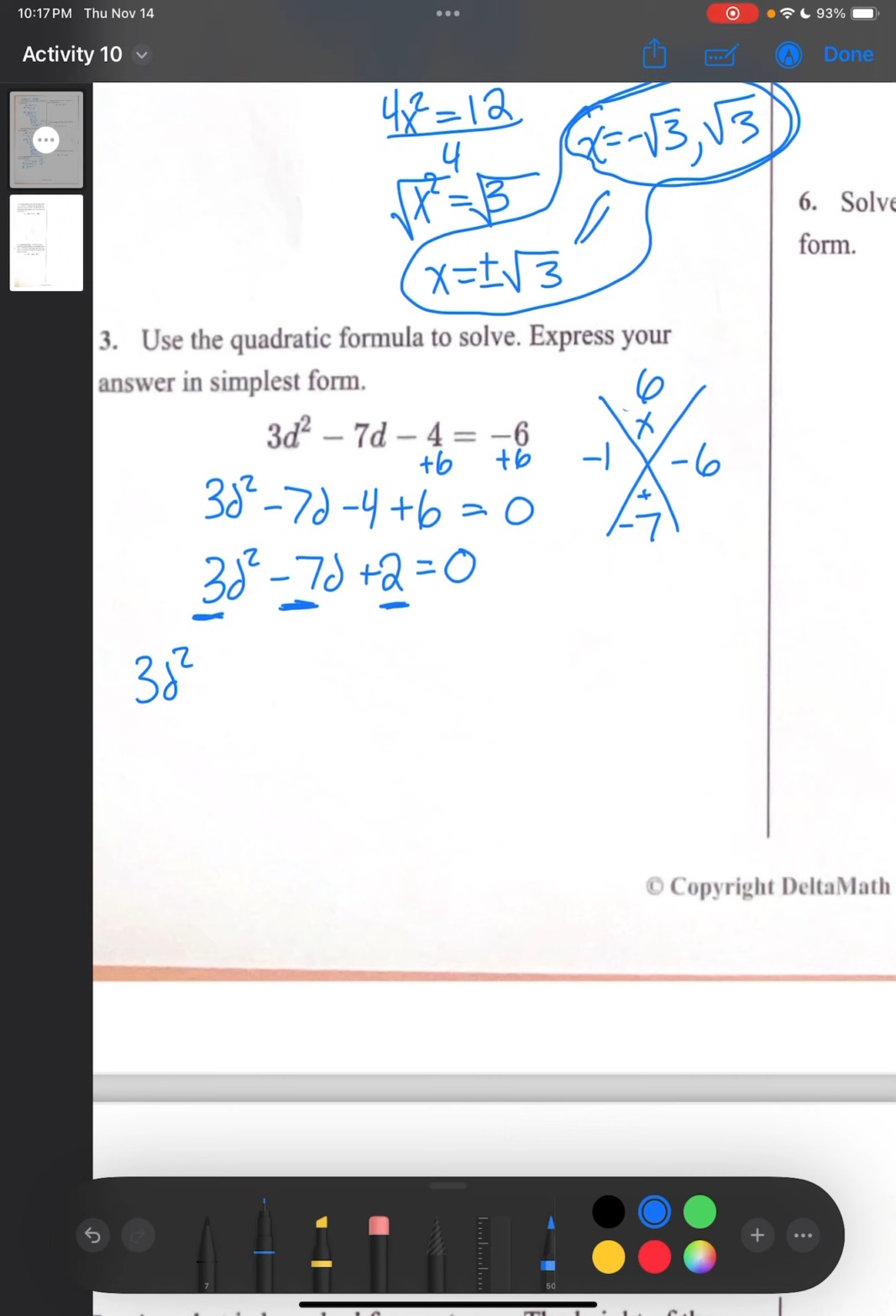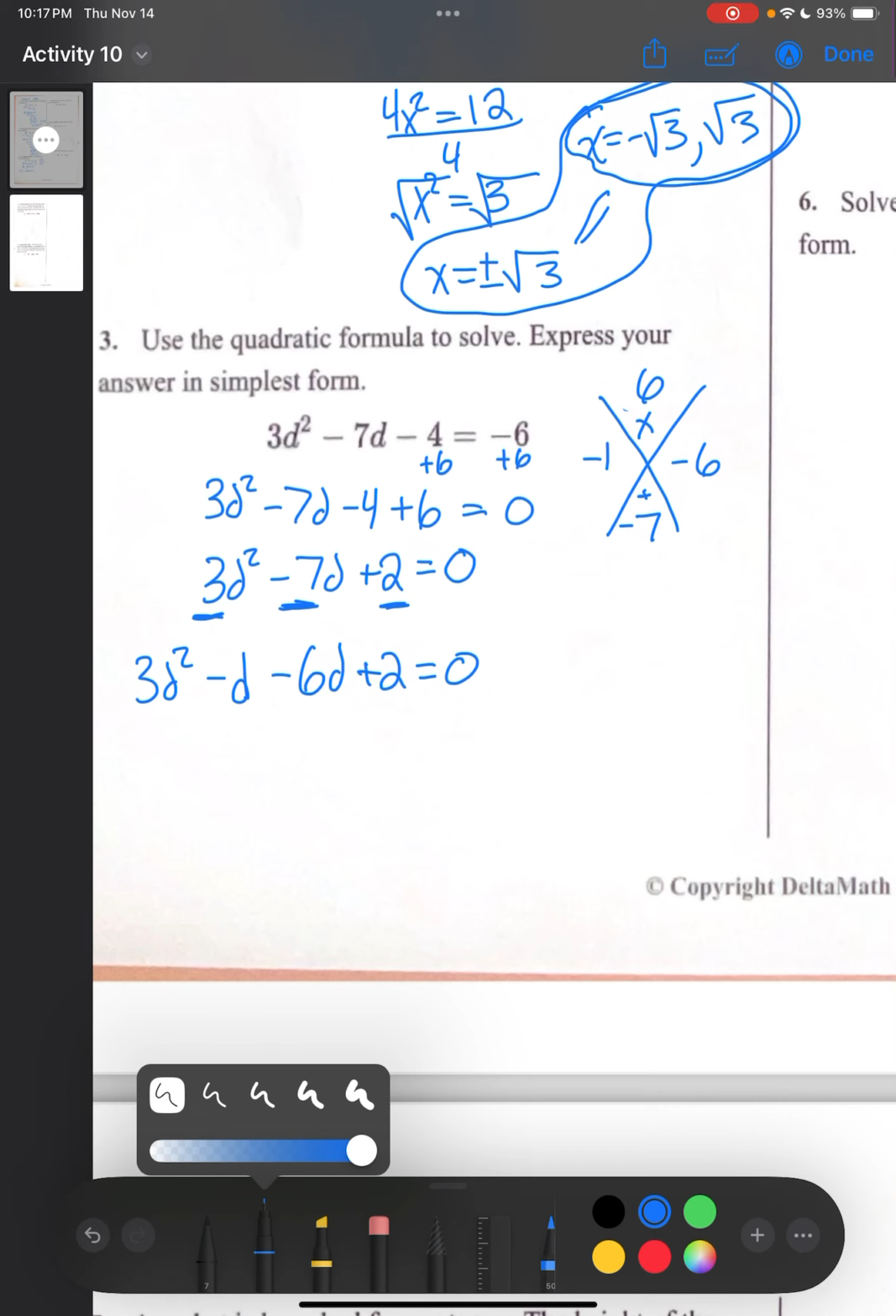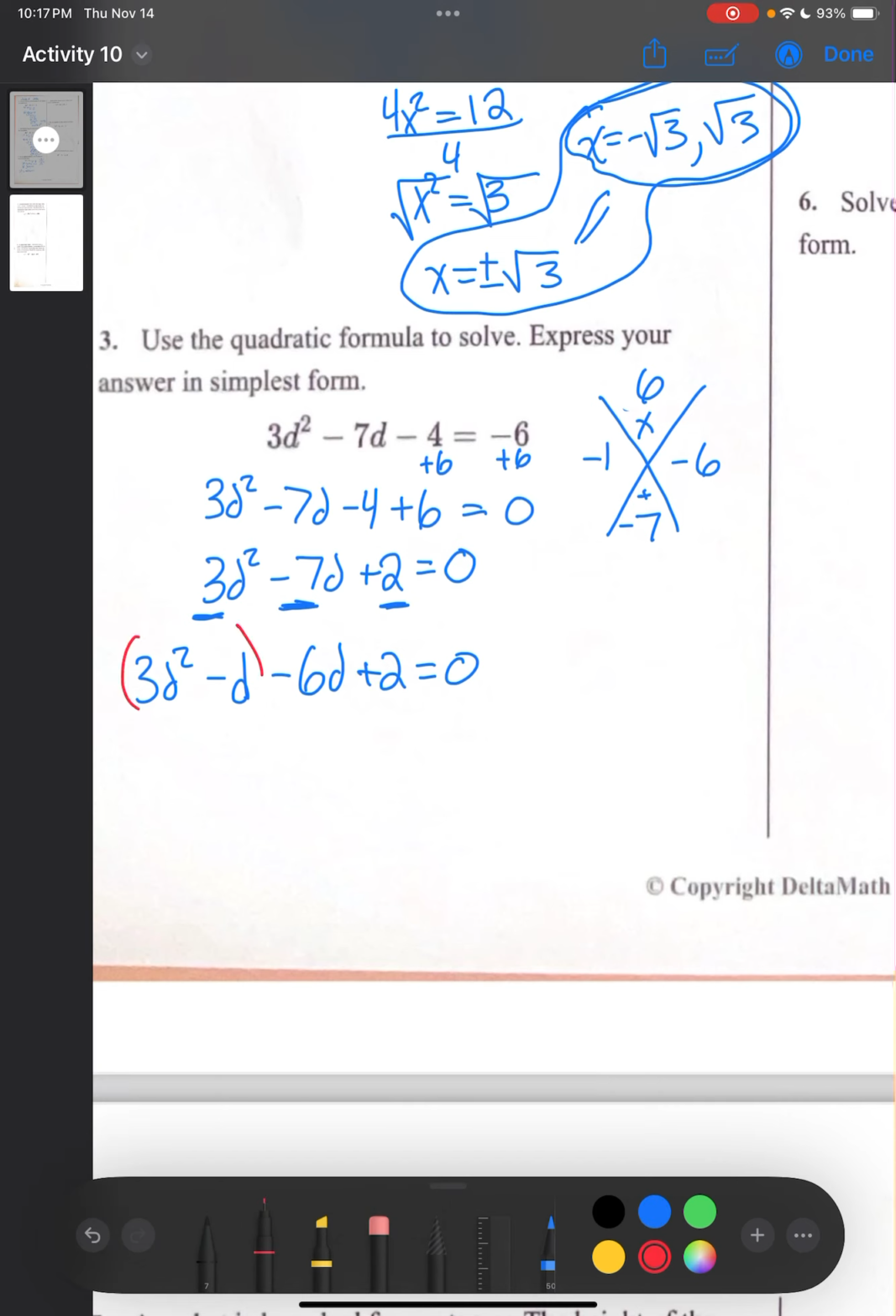We replace this negative 7d with negative d minus 6d plus 2 equals 0. And this is where we start doing that grouping method, if we remember. So now we have these two, right? Nope, let me do this real quick. We're going to include that negative.